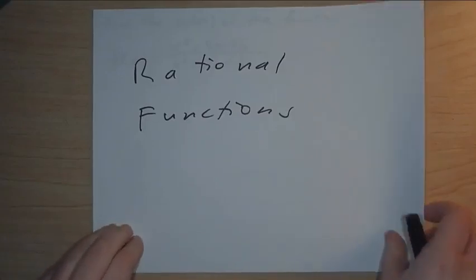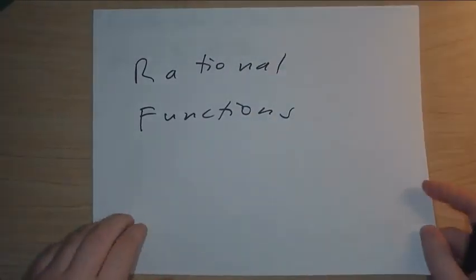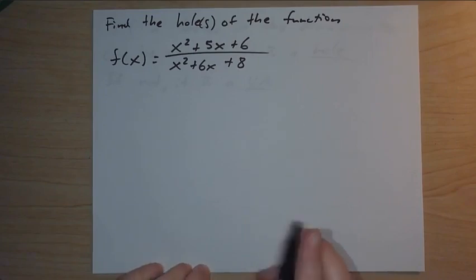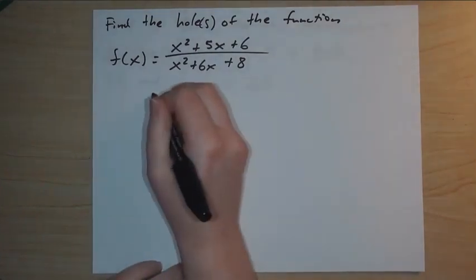Welcome back to rational functions. This is part 3. We're going to find the holes and asymptotes of a rational function algebraically. So the first thing we're going to do is find the holes of this function. f of x equals x squared plus 5x plus 6 divided by x squared plus 6x plus 8. We are going to factor both the top and the bottom.